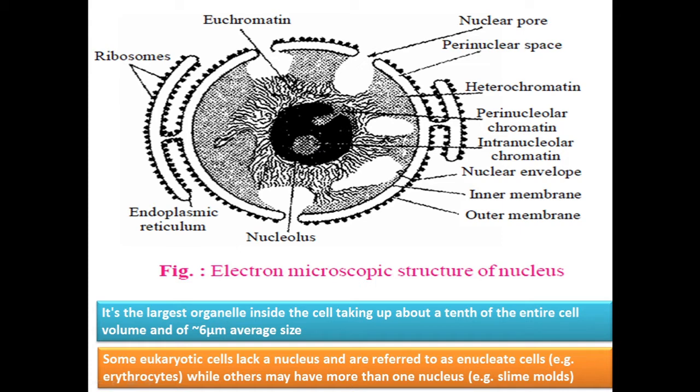Now, some points about the nucleus. The first point is that the nucleus is the largest organelle inside the cell, taking up about 1/10 of the entire cell volume, with an average size of 6 micrometer. We all know that the average size of the nucleus is 6 micrometer, and it is the largest cell organelle, in both plant and animal cells.